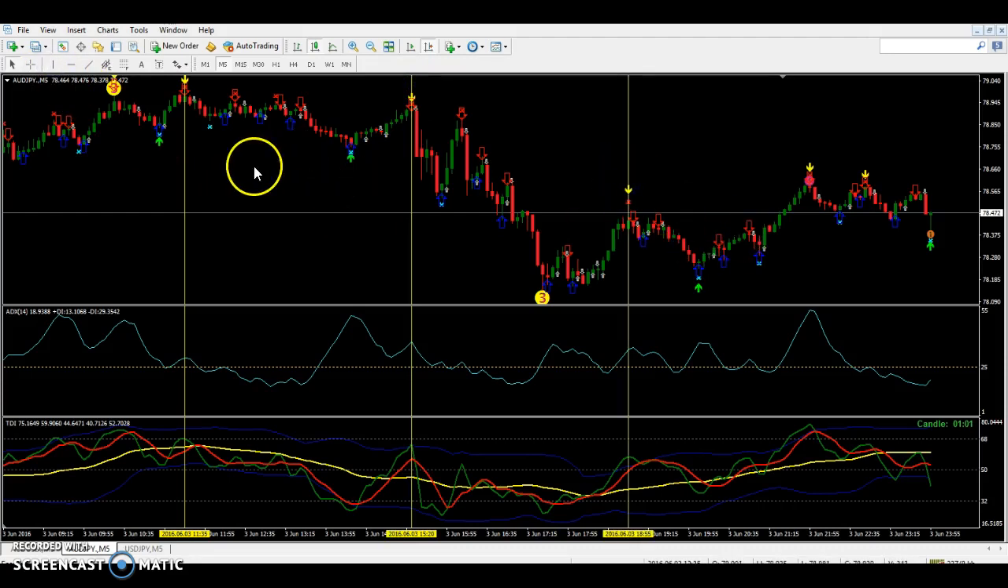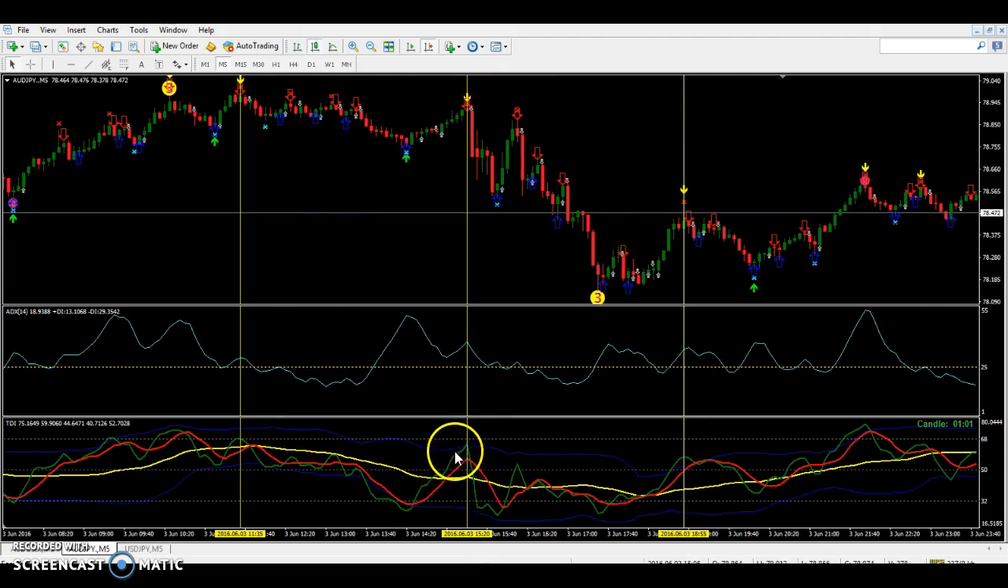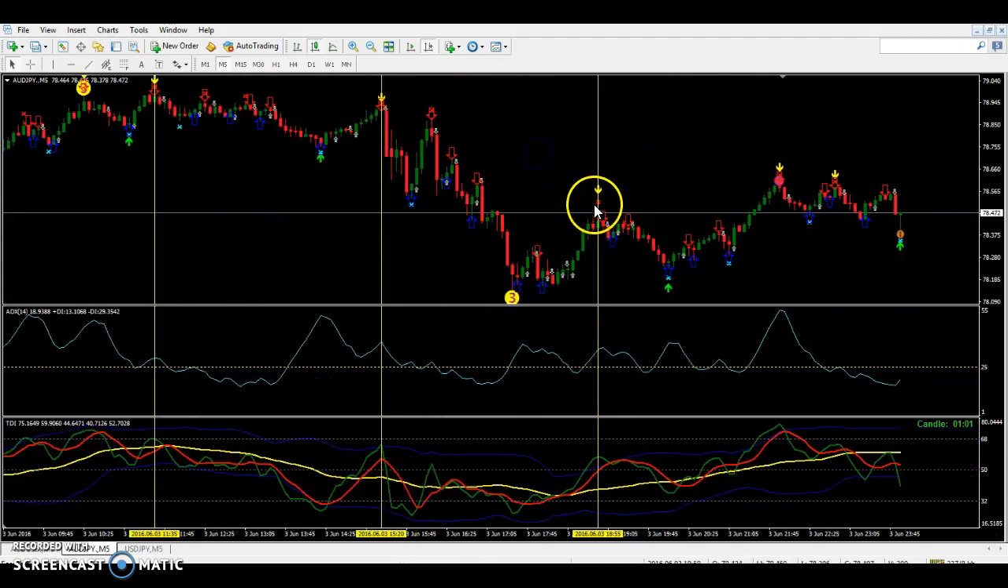Alright, so for a sell, what you're going to do is on your 5-minute chart, you want to have an arrow alert, alright? And your green has to be above your red, and it has to be above the yellow. Over here you've got green above red above your yellow. Over here you've got green above your red and above your yellow.